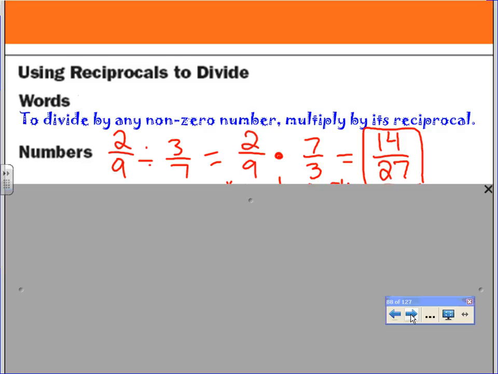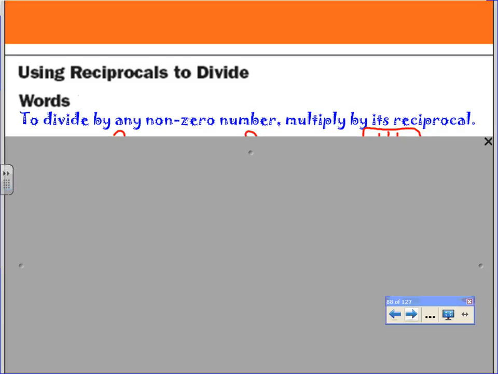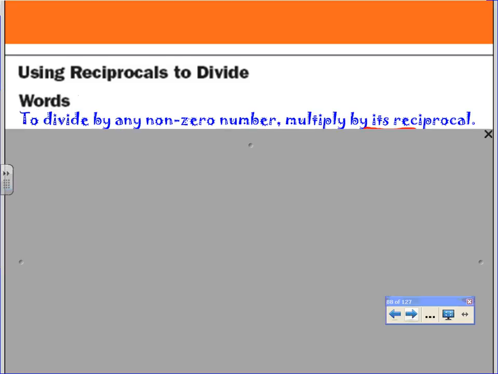Good job. Okay, here's a definition from your book to tell you how to use reciprocal to divide. So here's what your book says. I just converted it to your note packet. To divide by any non-zero number, that includes fractions and mixed numbers, you need to multiply by its reciprocal. You need to multiply by its reciprocal.